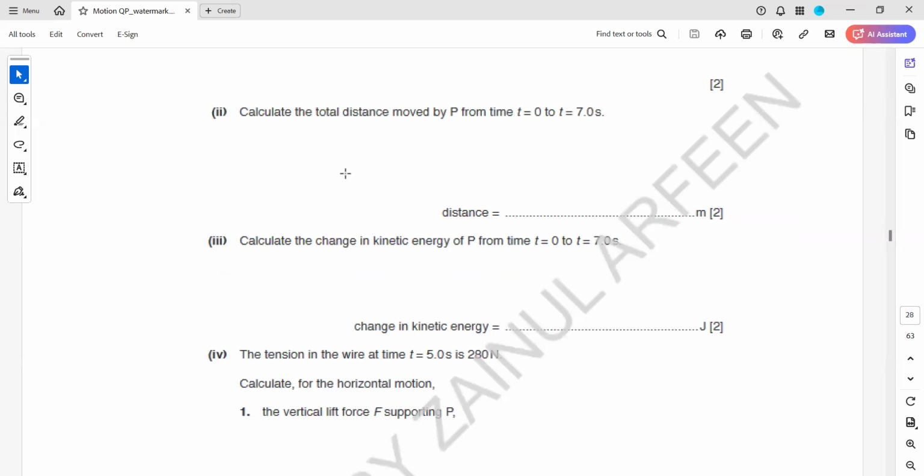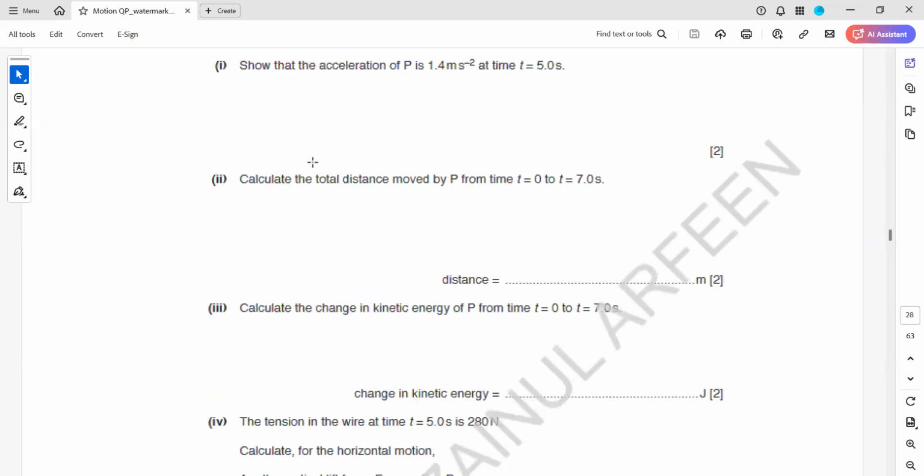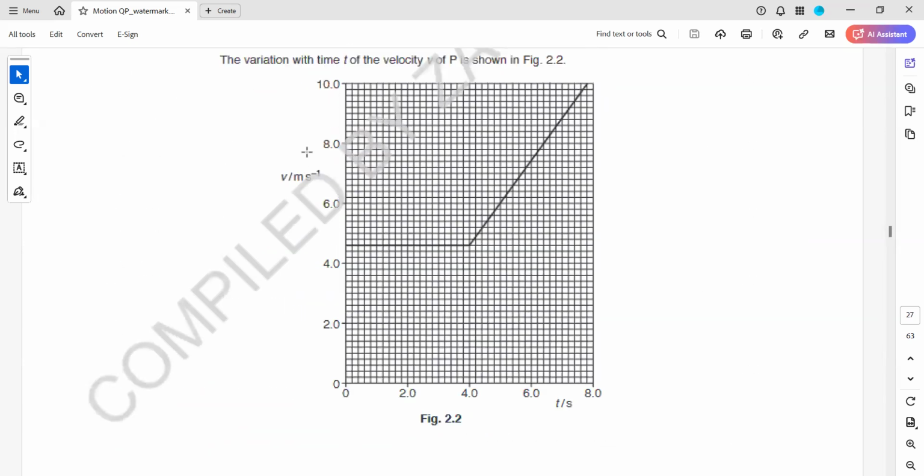Then calculate the change in the kinetic energy. If you want to calculate the change in kinetic energy, we don't bother about the directions. We just take the magnitude, because energy is a scalar quantity. We have the speed here: 10 boxes equals 2, so each is 0.2, so this is 4.6 meters per second. And at time t equals 7, this one will be 8.8 meters per second. So if we need the kinetic energy, it will be half mv squared.